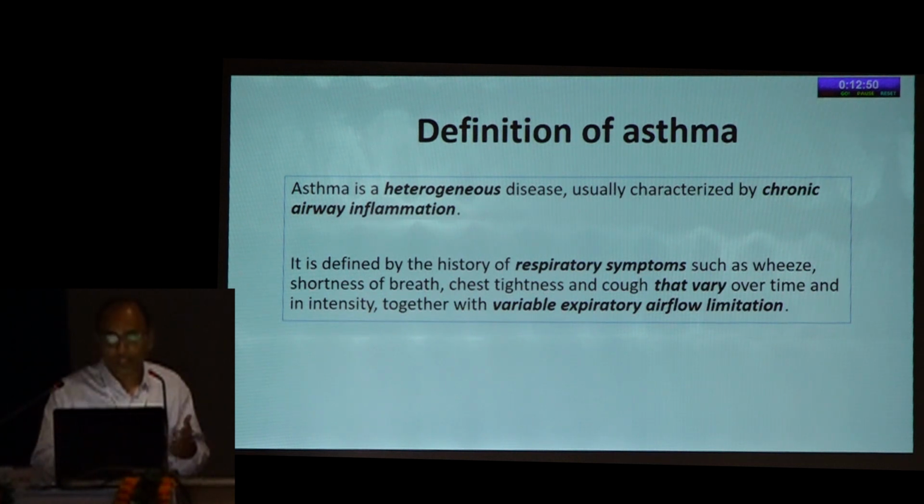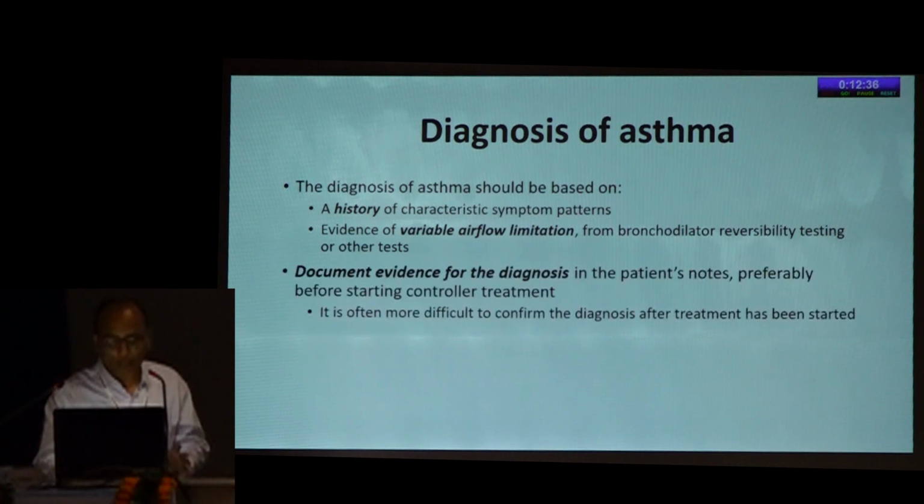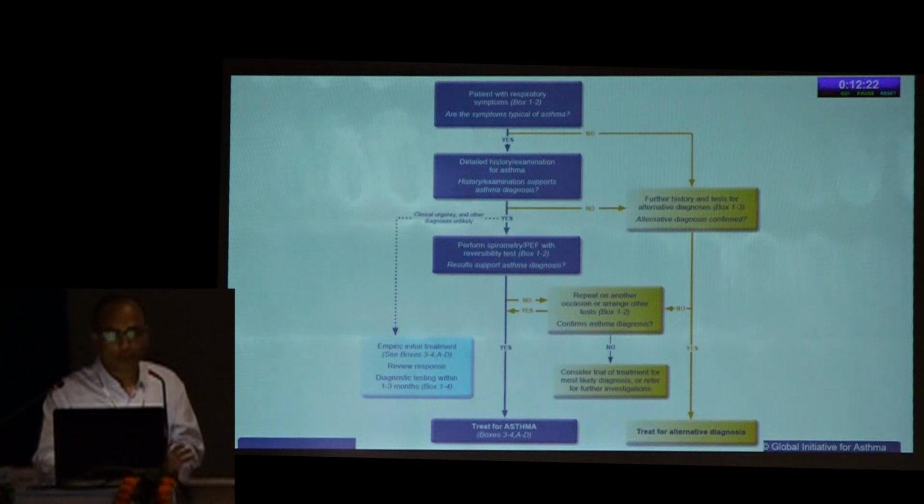It is not fixed, it varies depending on season, depending on even emotion, and depending on the timing of the day. So that is asthma. So the diagnosis is based on history and evidence of variable airflow limitation. So whenever you have a diagnosis of asthma, document your reasons why you think it is asthma, and this is how GINA defines airway inflammation and hyperresponsiveness. But this alone is neither sufficient nor necessary to make a diagnosis of asthma.